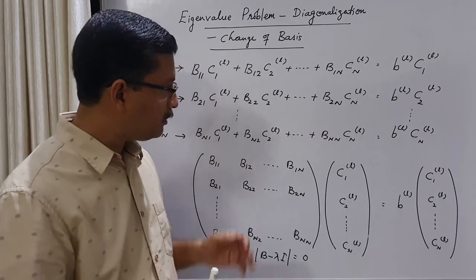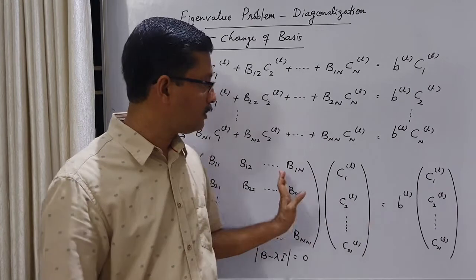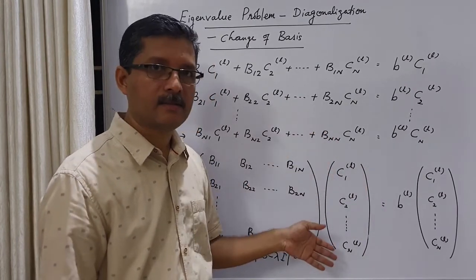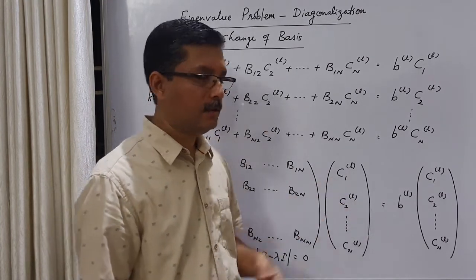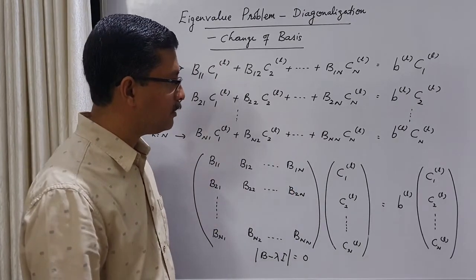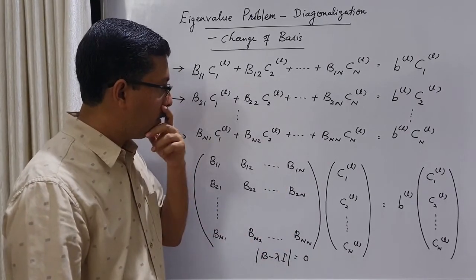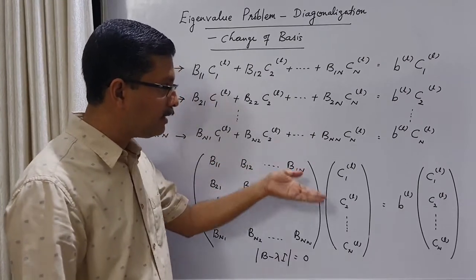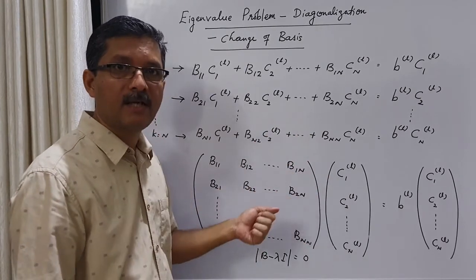Once we know the eigenvalues, for each eigenvalue we can solve this equation and find the components of the eigenkets. So that is how we solve it. That is the standard, direct way of solving the eigenvalue equation. And once we express this operator B in its own eigenkets, we get a diagonal matrix.